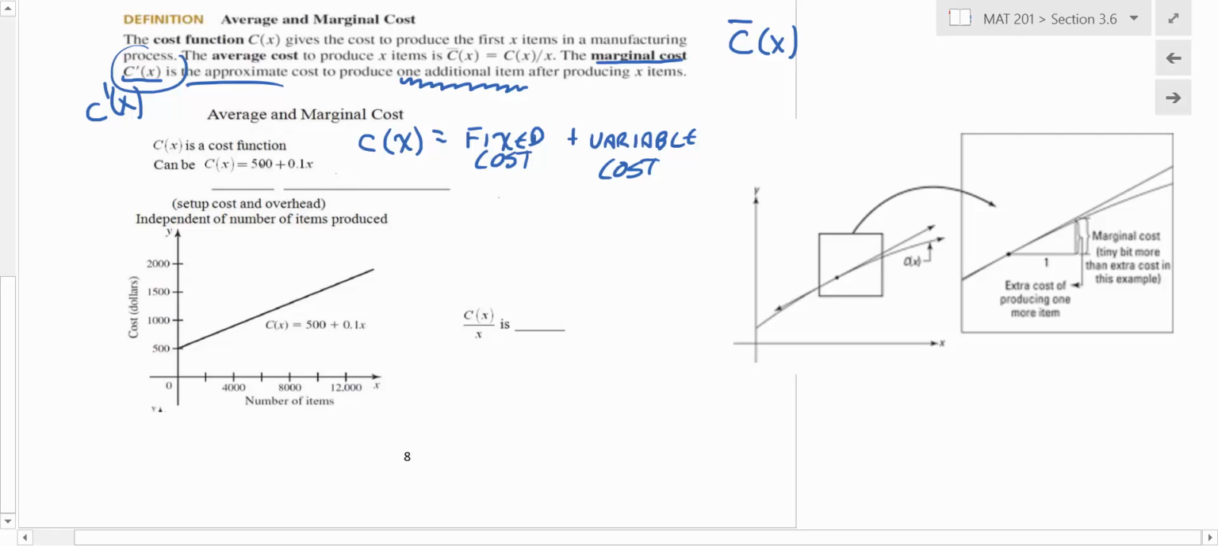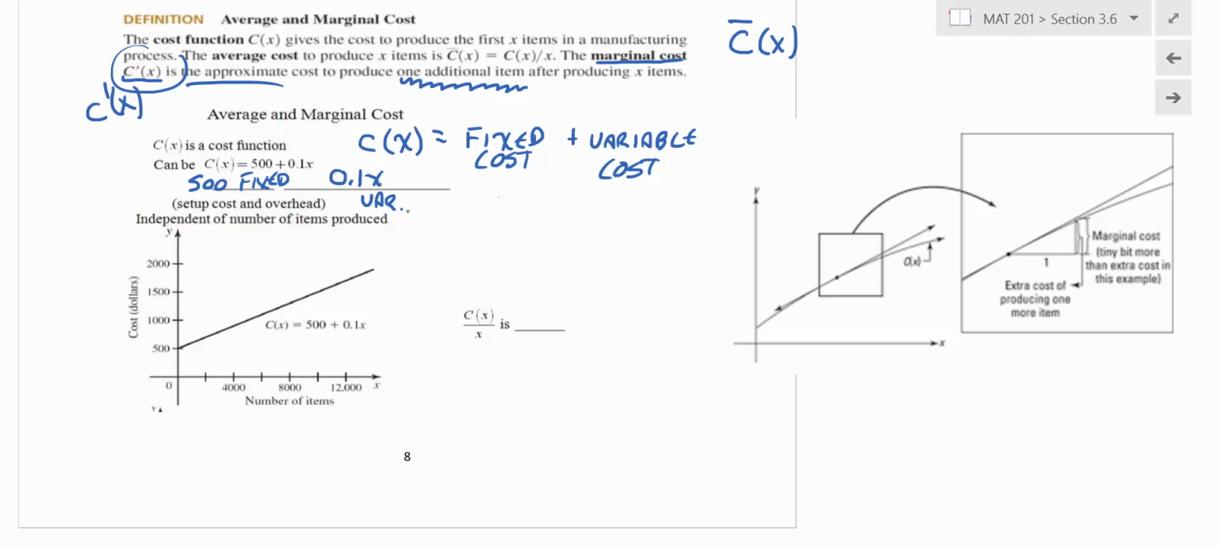So generally in this one, we would say the 500 is the fixed cost, and then we'd say the 0.1x is the variable cost. That's generally what you have in a cost function.